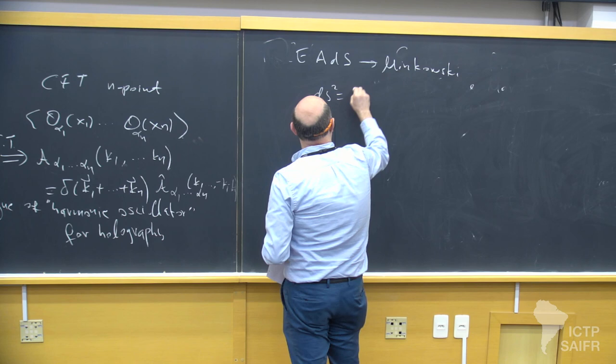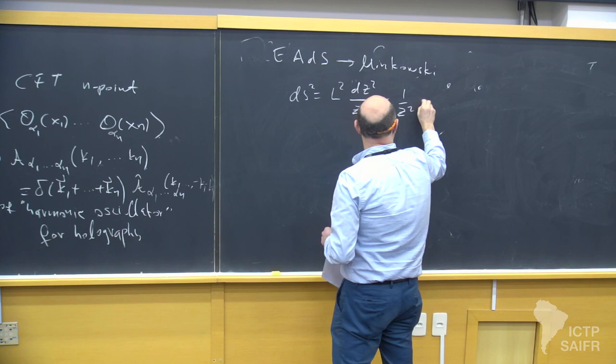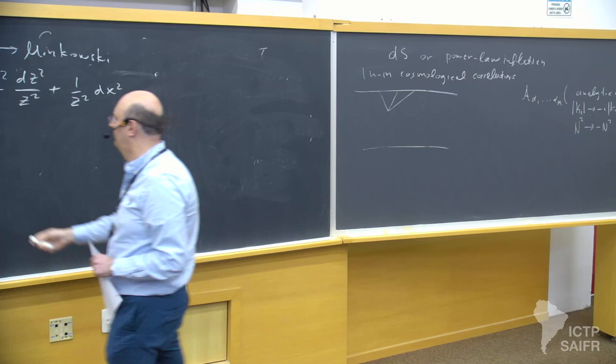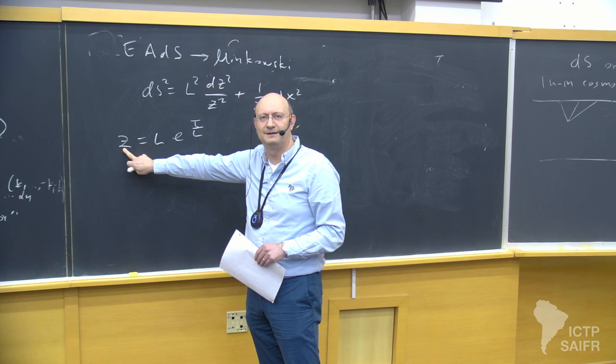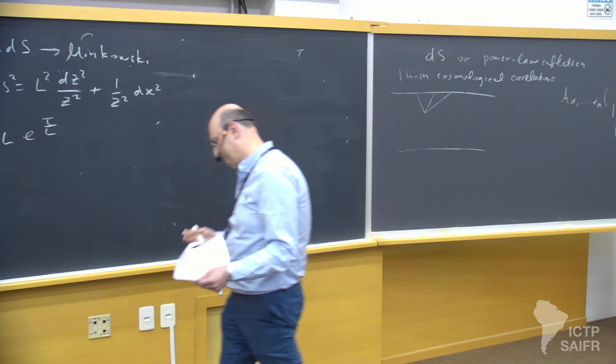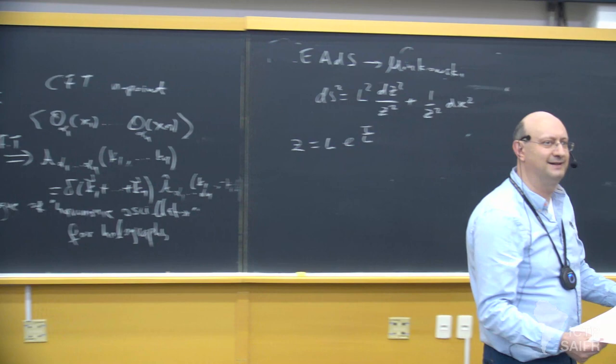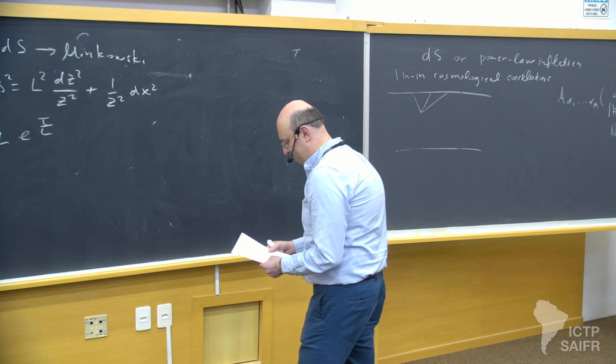So, I can write the AdS metric in the following way, where Z is the radial coordinate. And then I define Z to be L e to the tau over L. So taking L to infinity means Z goes to infinity. So this means we're focusing on the center of AdS. And this has been discussed since the beginning days of AdS/CFT. This is why you expect, in a sense, to be insensitive to the boundary conditions you impose at infinity.